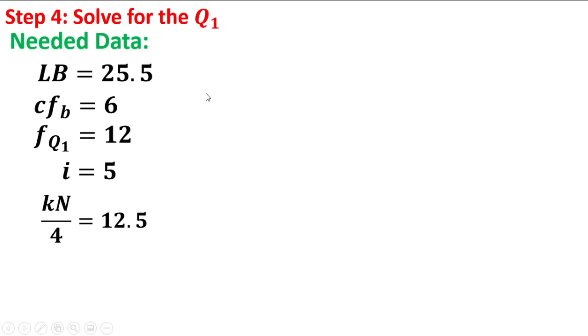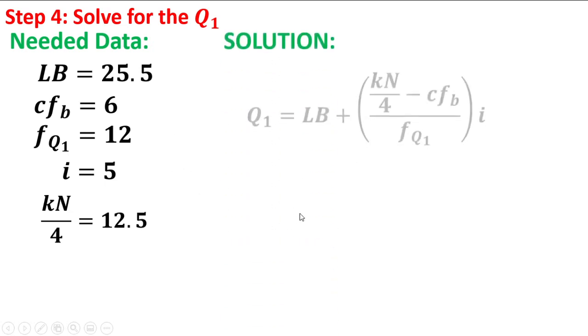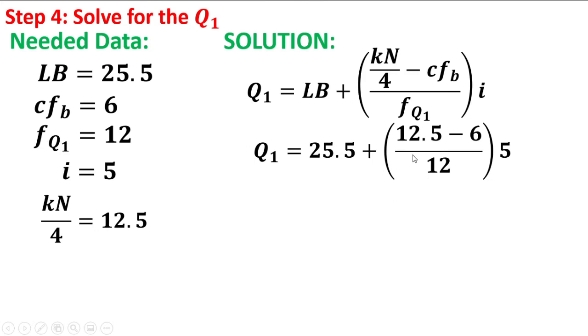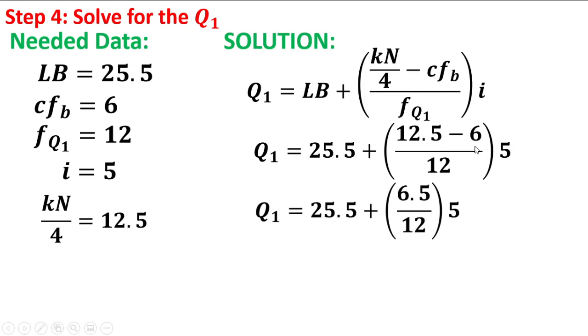Substitute all the given data in the given formula. So, LB will be substituted by 25.5. Kn over 4 will be substituted by 12.5. Less than cumulative frequency will be substituted by 6. The frequency of the first quartile will be substituted by 12 and I will be substituted by 5. Okay? Now, 12.5 minus 6 is equal to 6.5. And 6.5 divided by 12 is approximately equal to 0.542.